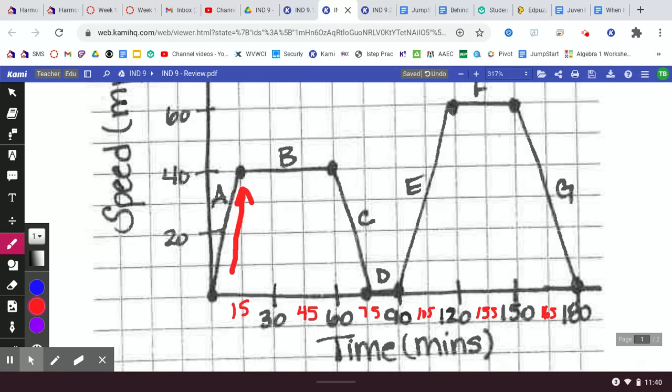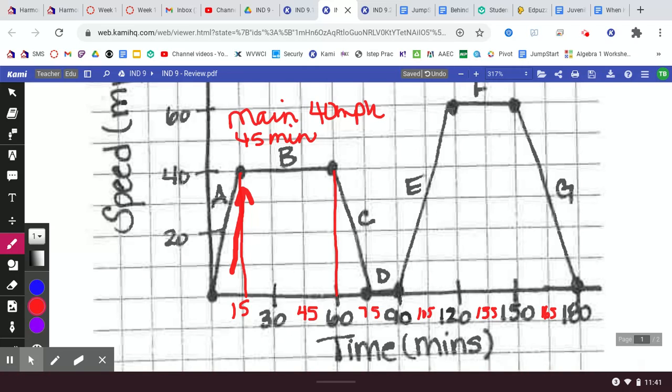All right. What happens in section B? Right. They maintain what? For how long? Yep, from 15 to 60, right? So just for that segment of B, so for 45 minutes. Because remember, when you're explaining a segment, you want to explain both axes. So we talked about the speed and we talked about the minutes.